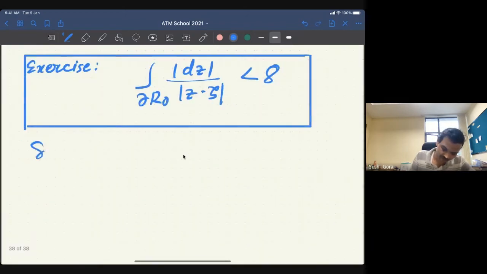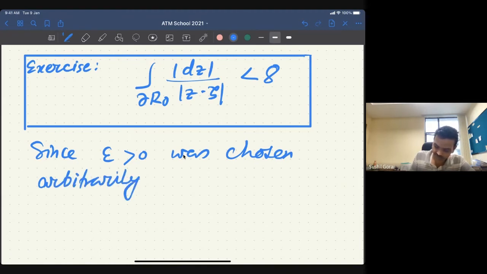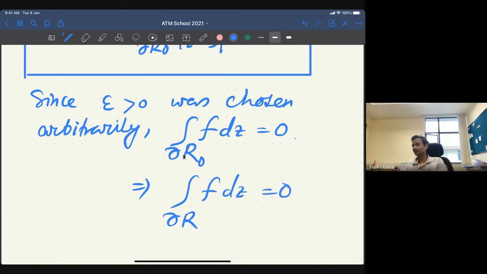And since epsilon was chosen arbitrarily, the integration over del R naught of f dz is 0, and this implies the integration over del R of f dz is 0. All right. Any question here?